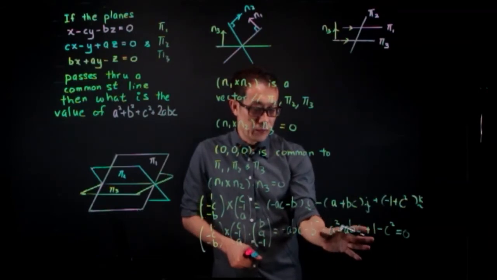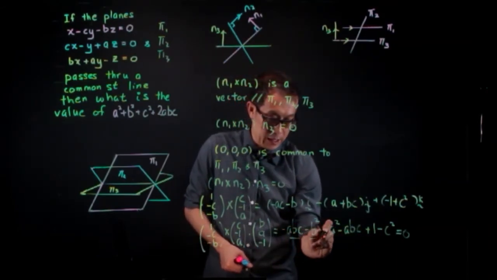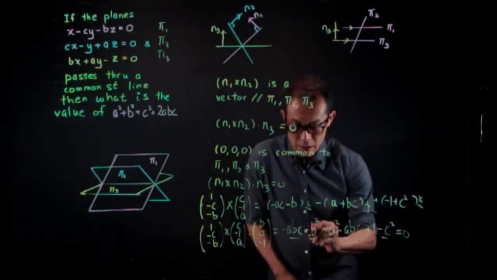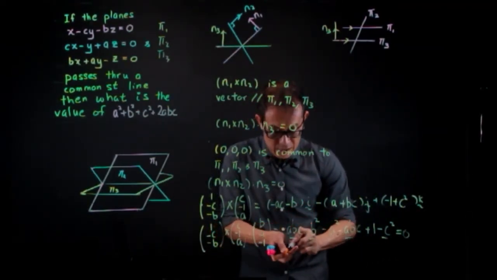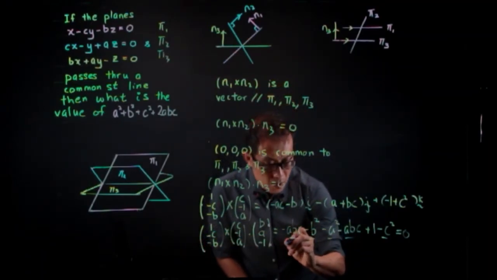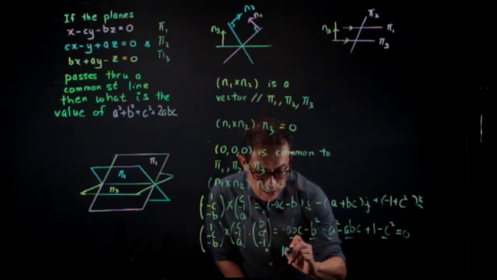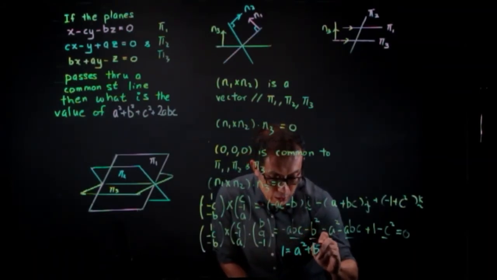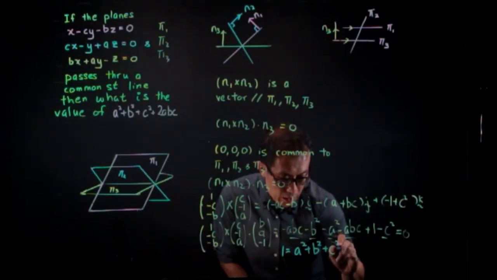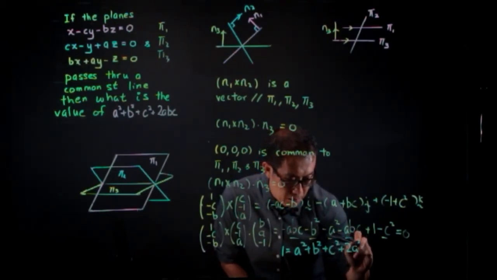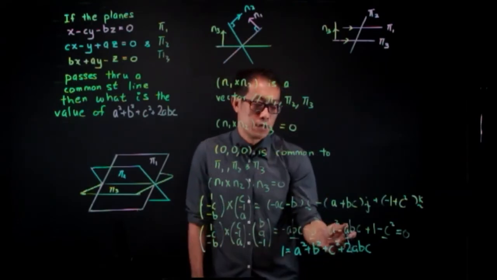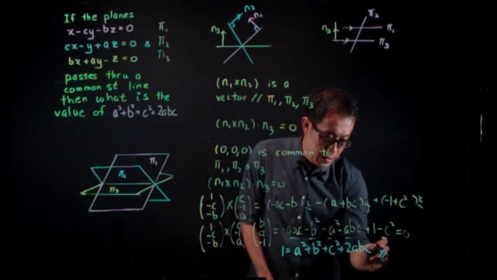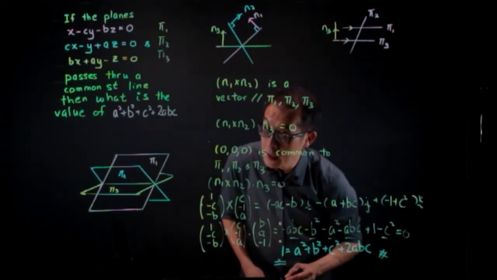So if you bring these over to the other side, leaving behind 1, you will have 1 equals a squared plus b squared plus c squared plus 2abc. So we find that this is the answer. The answer is 1.